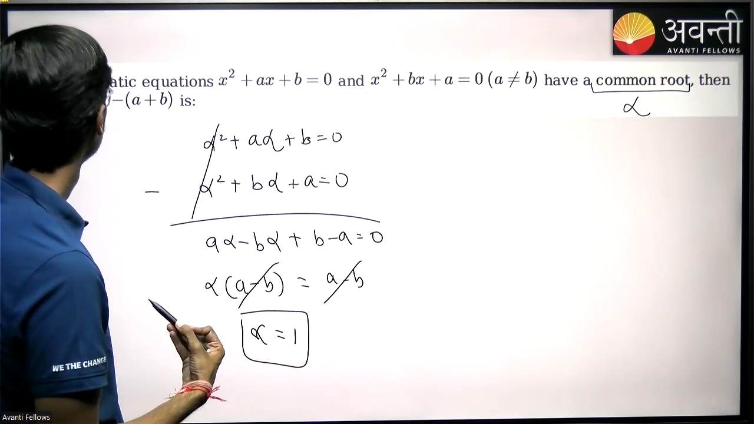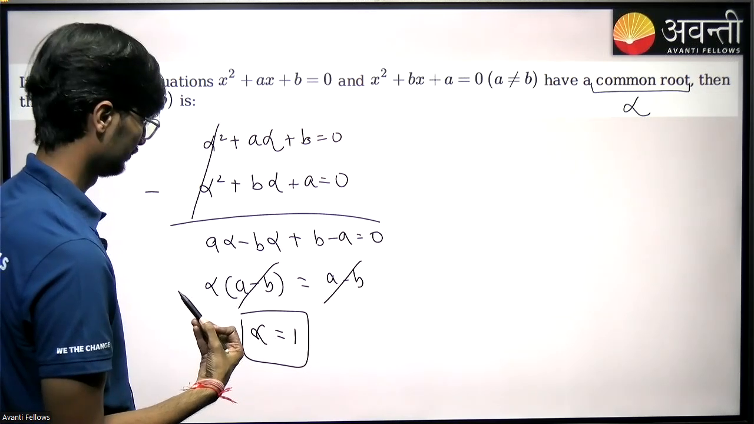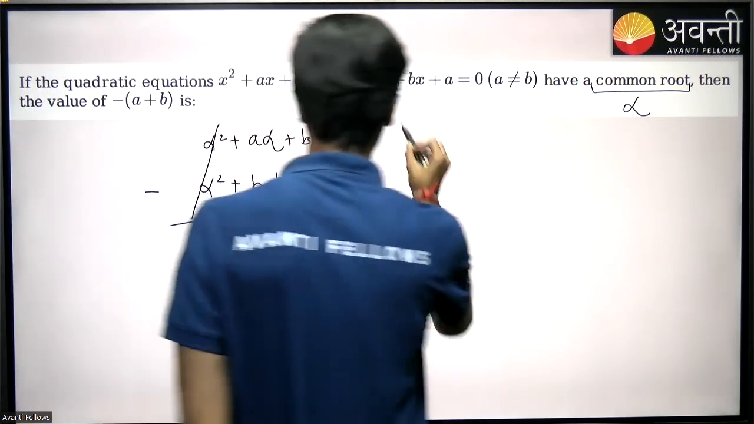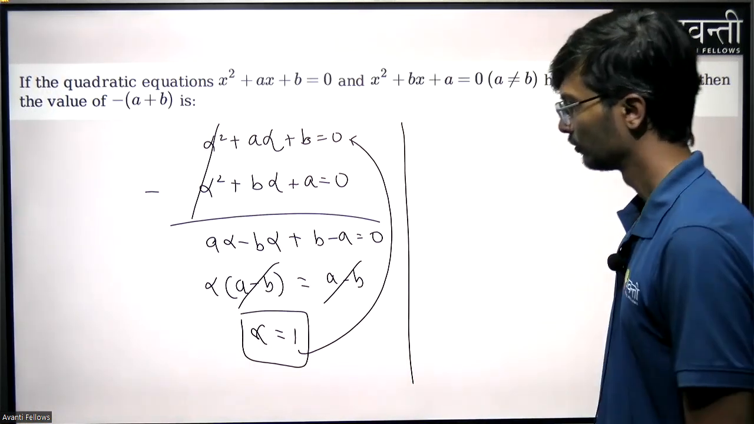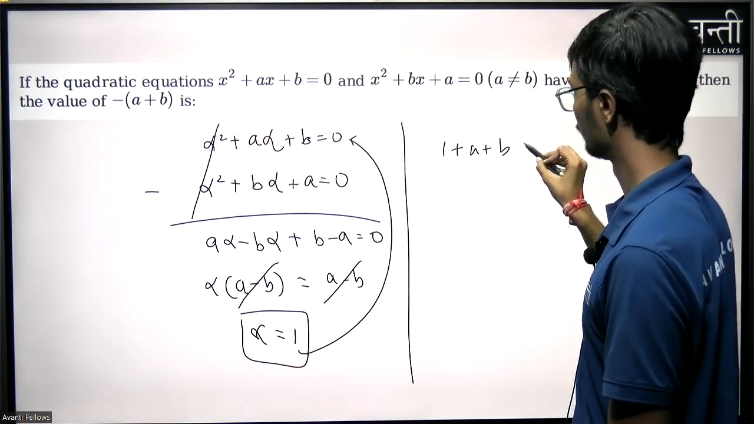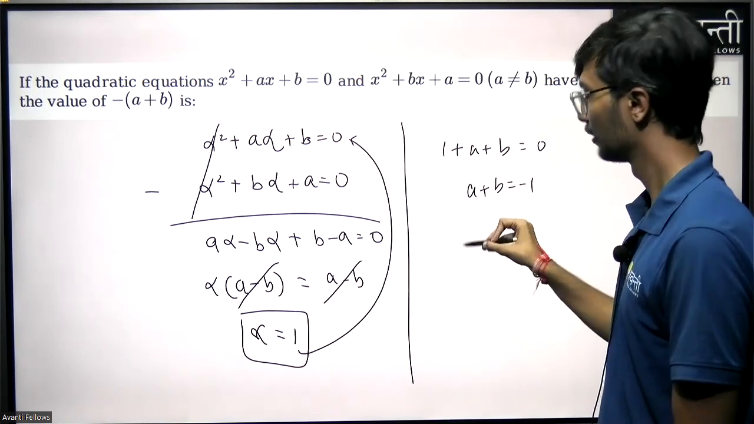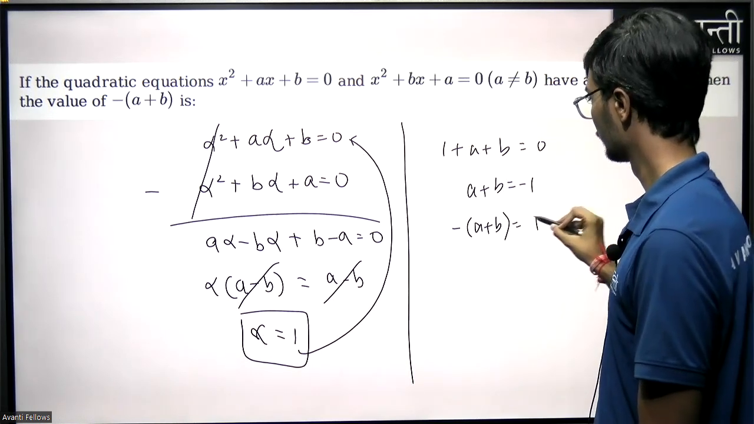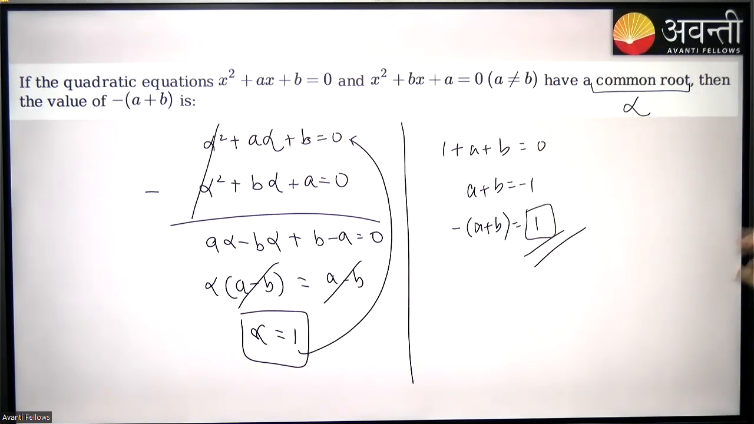Have a common root. Then the value of a plus b. Alpha is one of those. Substitute alpha here, guys. If I substitute alpha equals 1, I get 1 plus a plus b equals 0. That means a plus b equals minus 1. So minus of a plus b will be equal to 1. This is my answer. Correct? Simple question on quadratic.